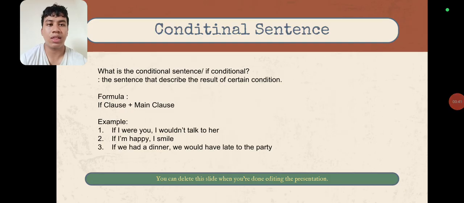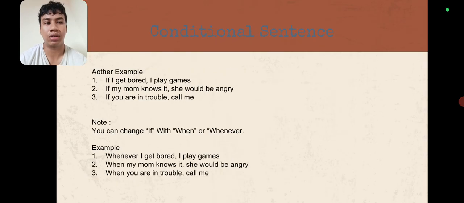So, what is the conditional sentence? A conditional sentence is a sentence that describes the result of a certain condition. This sentence always starts with if and is followed by the main clause. For example, if I were you, I wouldn't talk to her. If I'm happy, I smile. If we had dinner, we will be late to the party.